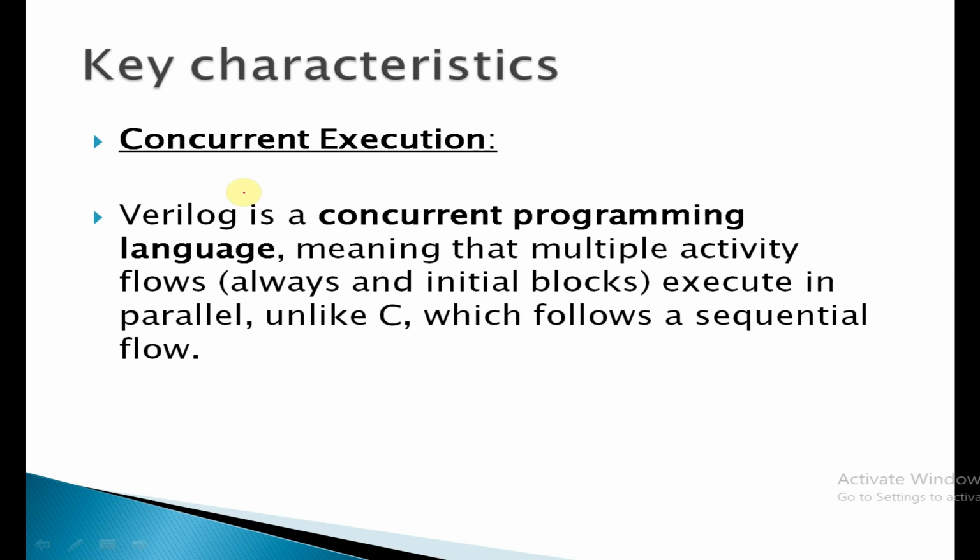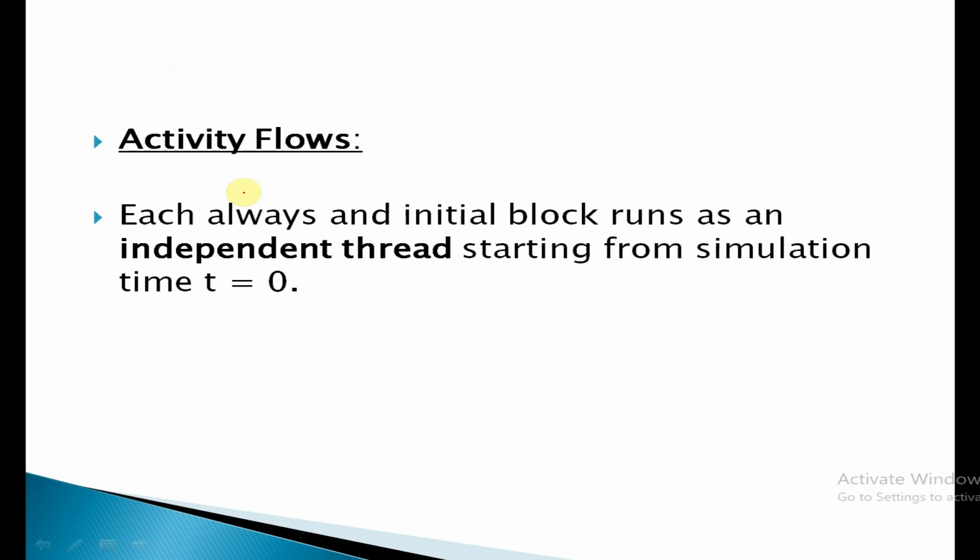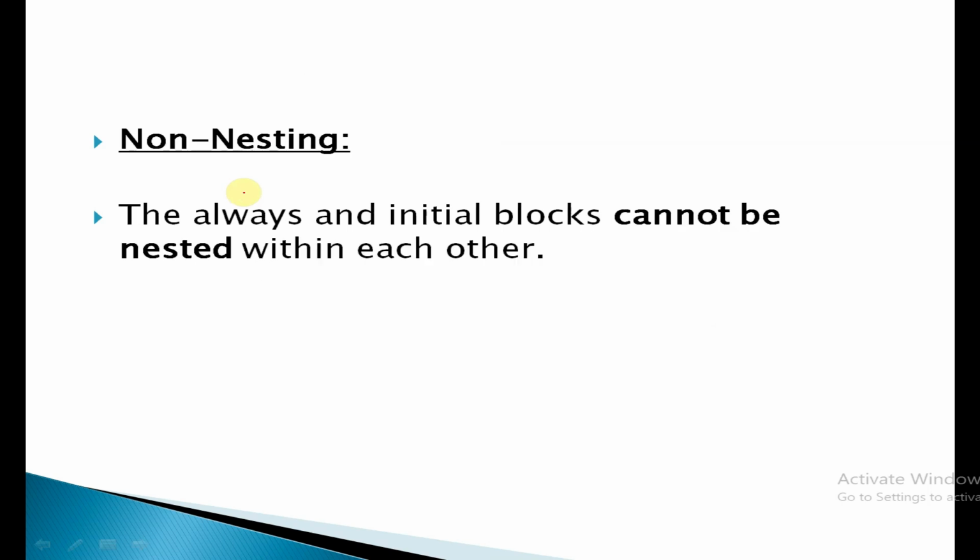We also saw that Verilog is a concurrent language, unlike C, which is a sequential language. We saw the concurrent behavior, like how multiple always blocks work parallelly, or different always blocks and initial blocks work parallelly. And the activity flow: any always block or initial block will start at time t equal to 0, and every block is independent of each other.